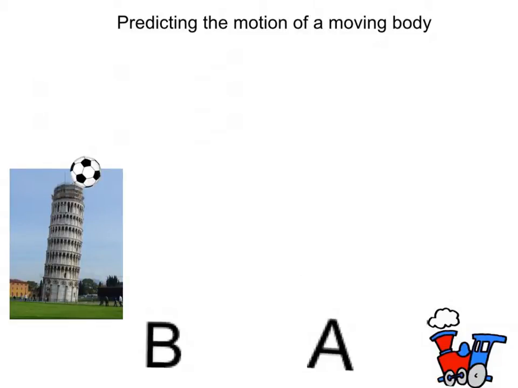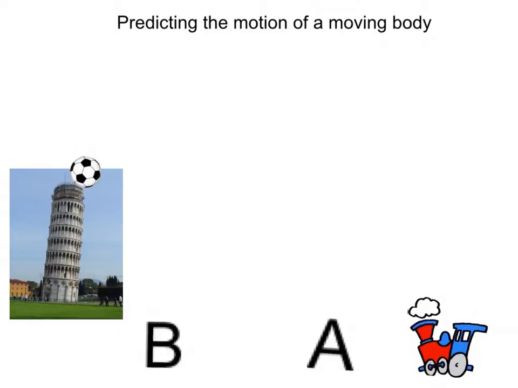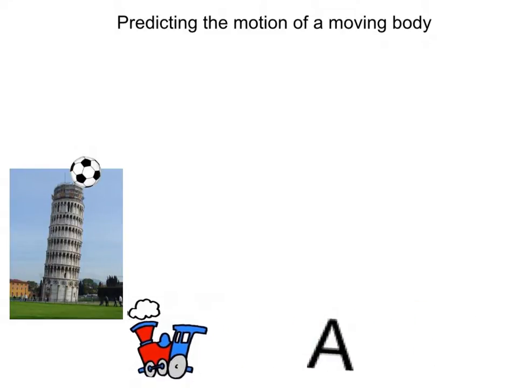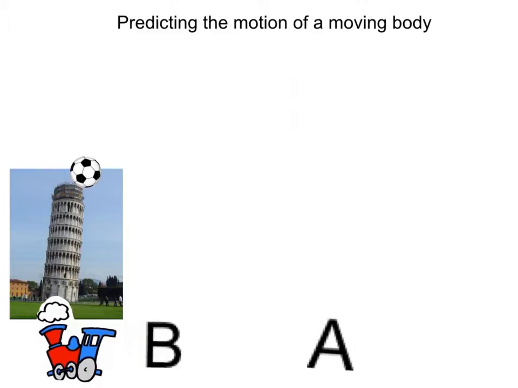So things are moving and we want to predict the motion. So for example, this little train, he's going along, he's getting faster and faster, but he's got constant acceleration. He's gone past A, we wonder what speed he's doing when he goes past B.